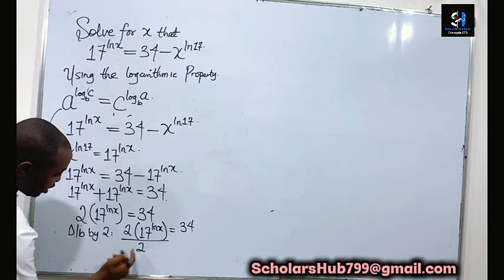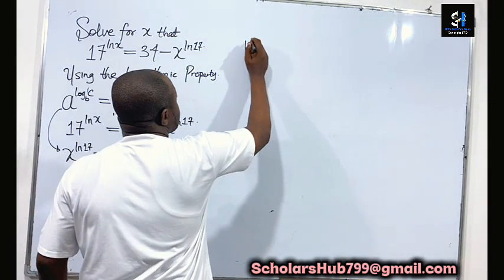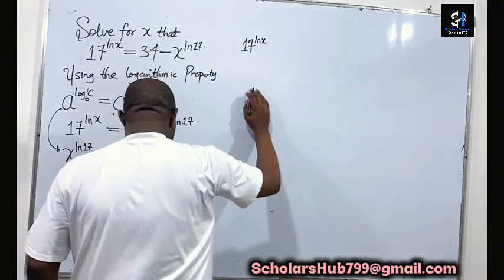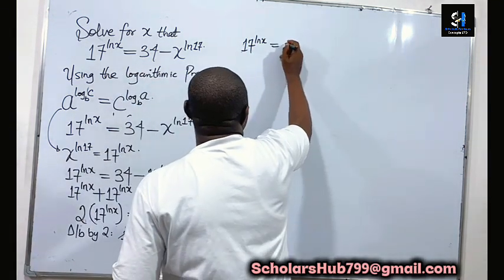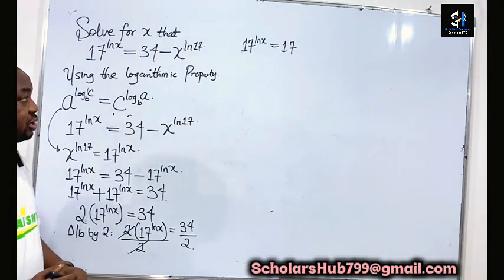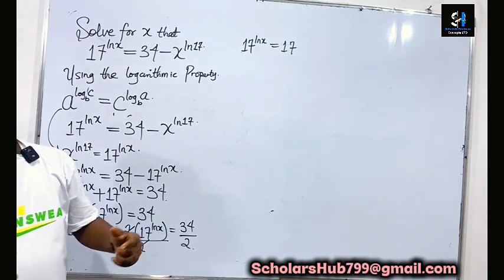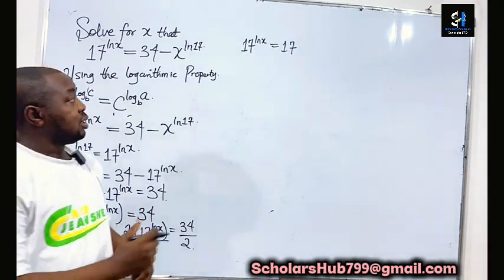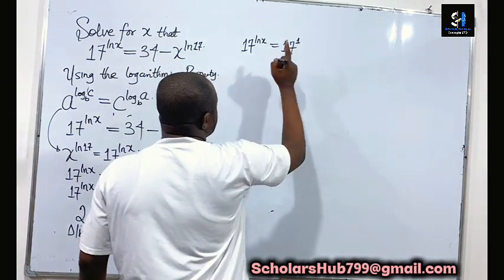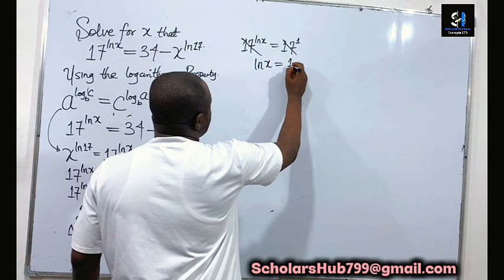So I'm going to divide this by 2 and also divide this by 2. So this will reduce to 17 raised to the power of ln x equals 17, because 34 divided by 2 is 17. So now we can apply one of the rules for exponents. We have the same base on both sides, so the exponent of 17 is 1. So this will reduce to ln x equals 1.